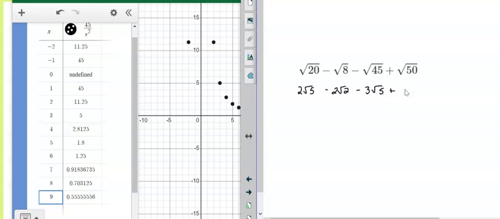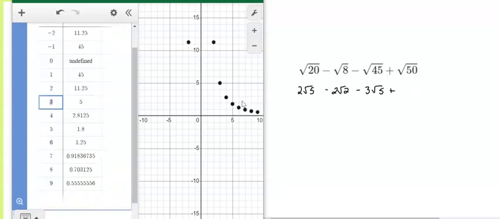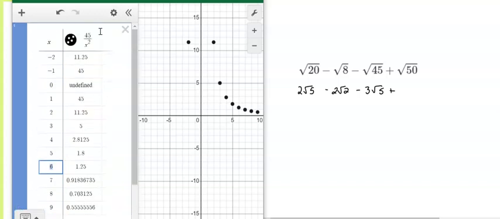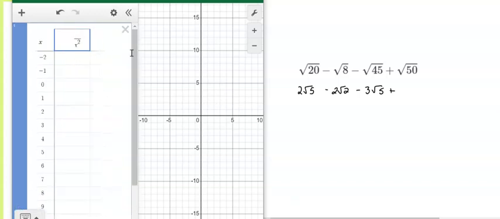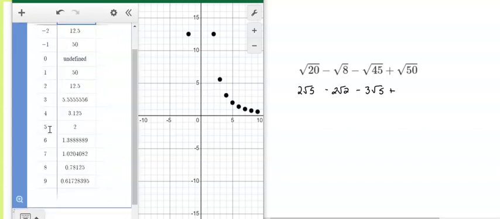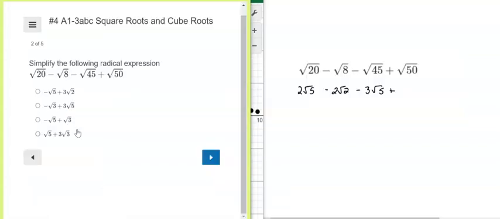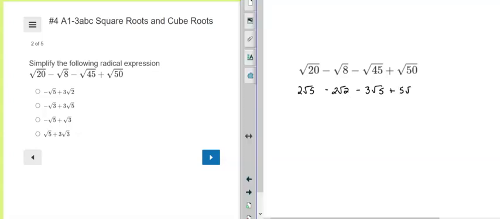And this one is going to be, let's say, 5 square root of, I'm just having technical difficulties on here. I think I'm trying to do these too fast. 50, and so yeah, 5 square root of 2. So this one's going to be 5 square root of 2.